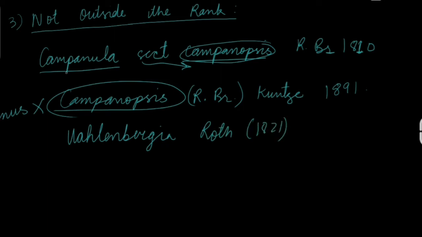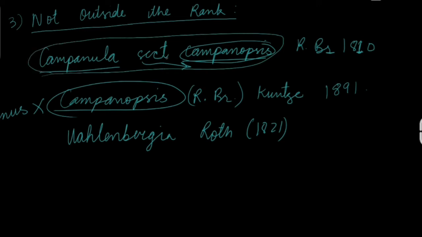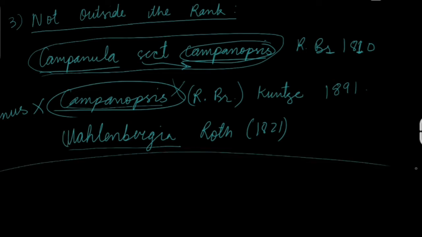1821. Now, this particular plant, Campanula section Campanopsis, is being transferred into the generic level, or is being upgraded into the generic level. So the whole point is that since Campanopsis name has already been used in the section rank, it cannot again be used in the genus rank. Okay, that's why this usage of Campanopsis is wrong. So Wahlenbergia would be the right choice. Okay, so this is a similar example.